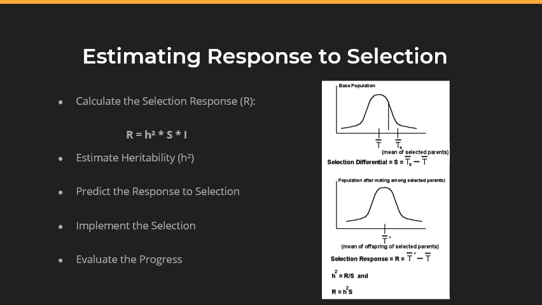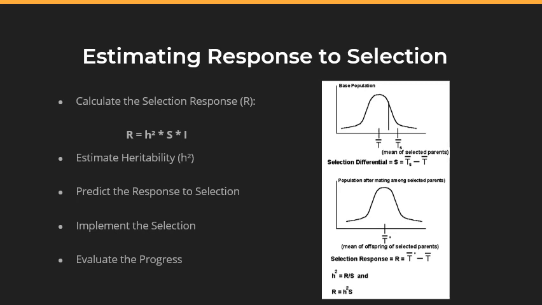Now we'd have to estimate our h squared. This can be estimated through statistical analysis of phenotypic and genetic data if available. Now we'll have to predict our response to selection. We'd use the calculated values for h squared, S, and I to predict the response to selection, R. This response represents the expected change in the mean trait value of the selected offspring generation.